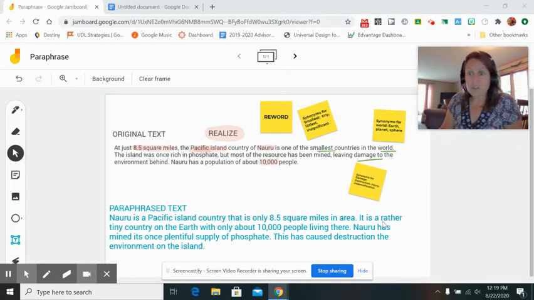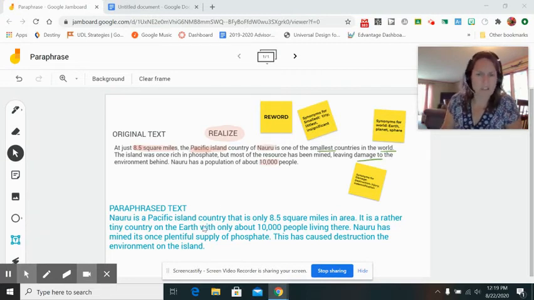Then I came up to my first opportunity to do some rewording. It is a rather tiny country on the earth with only about 10,000 people living there. So for that sentence, I reworded 2 words and I did a little rearranging. Now, I gave some thought to which words I was going to use when I was choosing my synonyms. Up here, you might notice I had the word insignificant. However, I realized if I were to use that one, it would really be changing the meaning because the author isn't saying Nauru is insignificant or not important, just simply stating that it's a very small country.